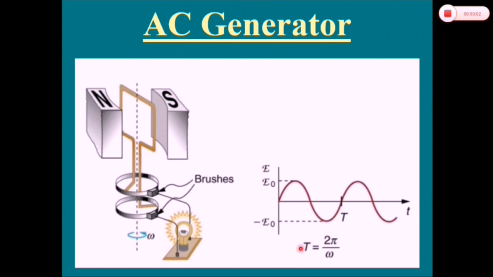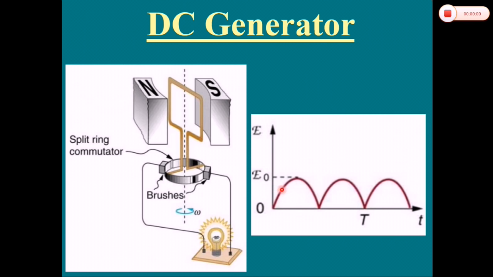Now this is the graph for an AC generator, the output from an AC generator. See, this is the time axis and this is EMF. This is the peak EMF denoted by E0, and one time period is equal to one complete cycle in which a coil rotates. Okay, one complete rotation of the coil gives rise to these values of EMF. See, the EMF is alternating, and this time period is equal to 2 pi over W, where W is the angular frequency. And this is the DC output from a DC generator.